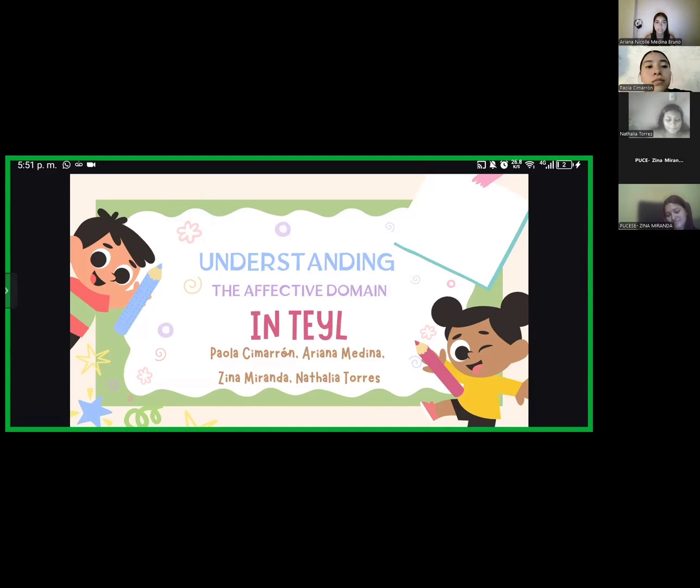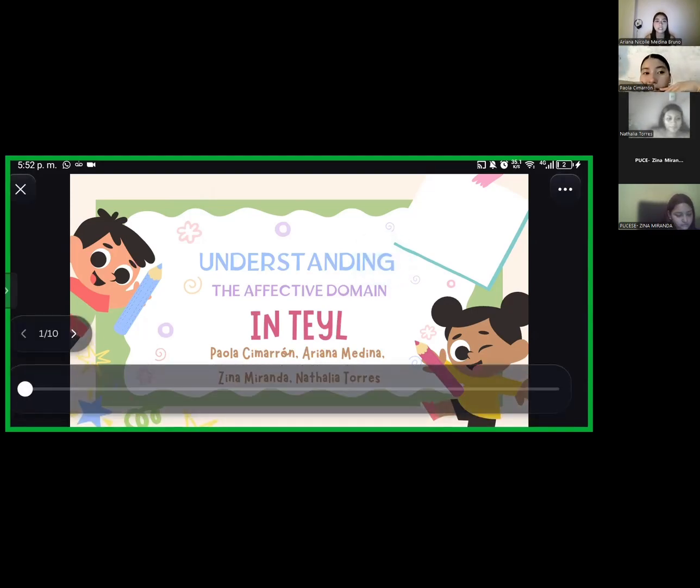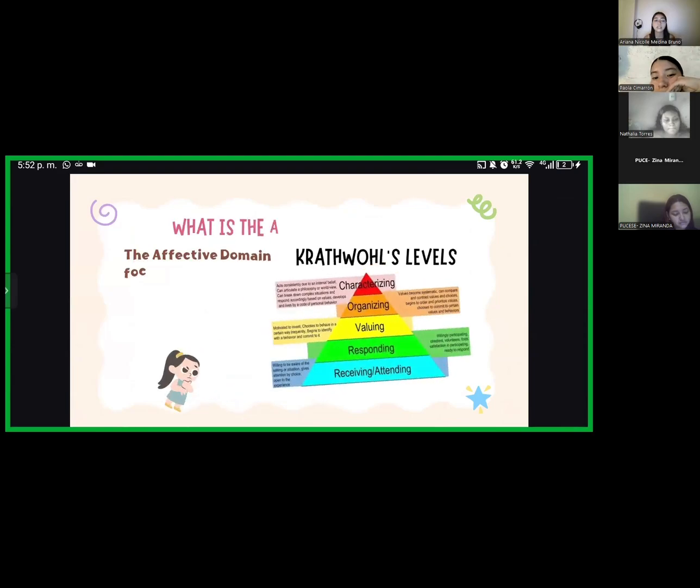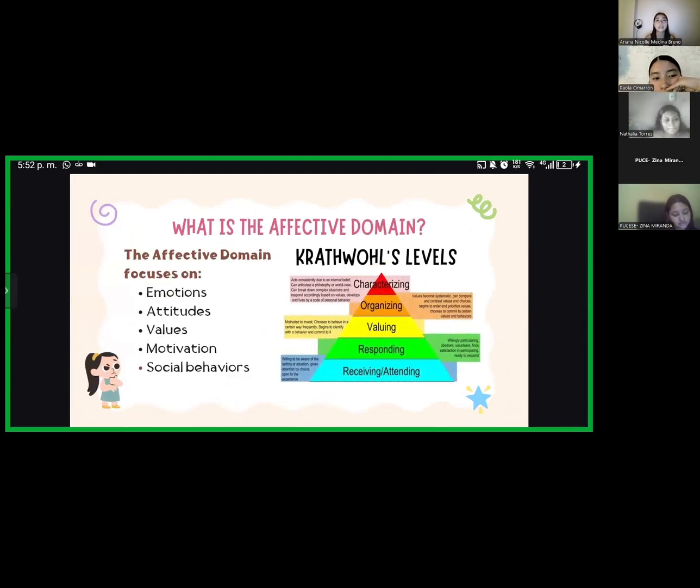Before we explain this level, it is important to briefly understand what the affective domain is. The affective domain focuses on a student's emotions, attitudes, values, motivation, and also social development, unlike the cognitive domain, which is related to knowledge and thinking skills. So the affective domain explains how students develop positive attitudes and values that influence their behavior and learning.